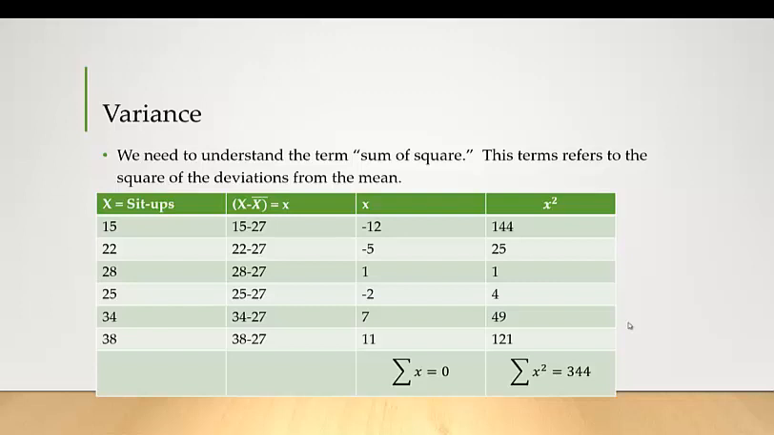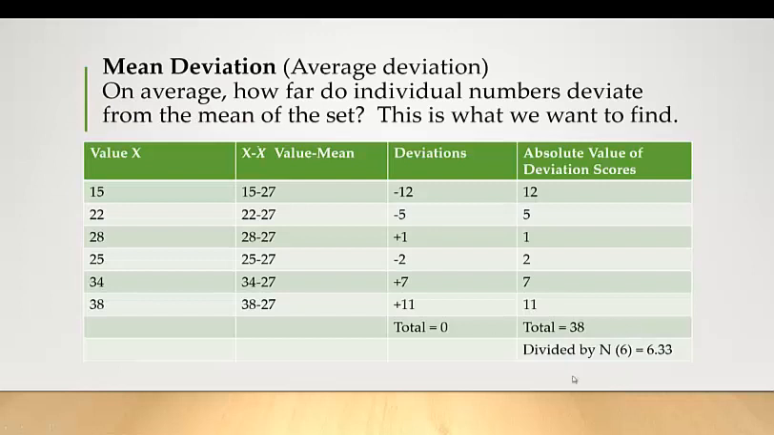So the first thing that we're going to see on variance is this term sum of squares. We talked about deviation from the means. So these deviations from the means, the negative 12, negative 5, plus 1, minus 2. When we talk about the term sum of squares, we're going to talk about these deviations. So just lock that in your mind. Whenever you hear sum of squares, it means deviation from the mean. And we're going to square it.